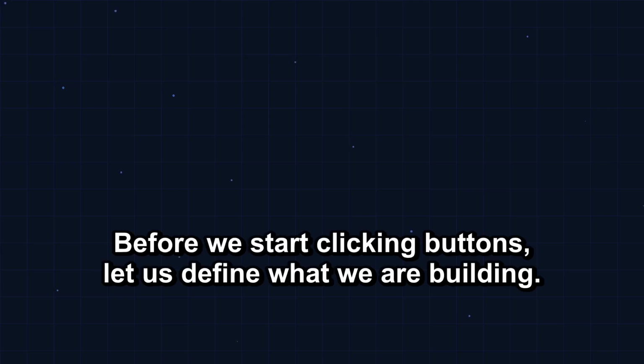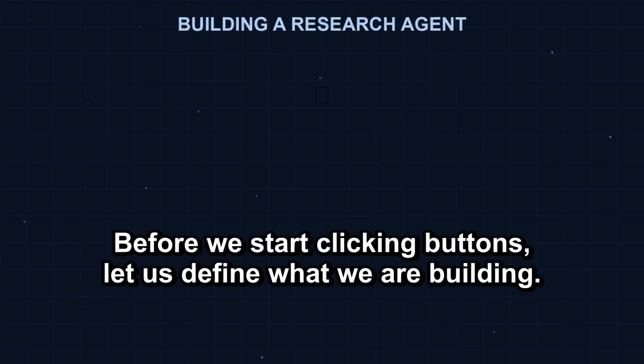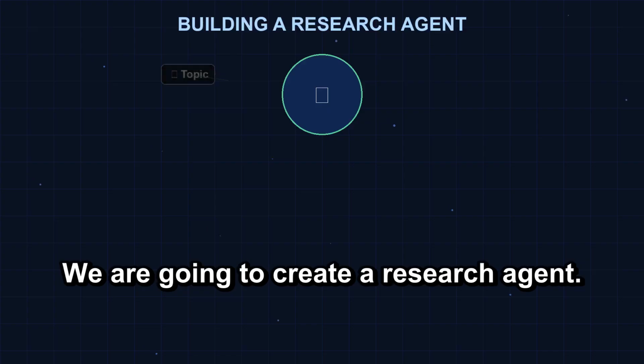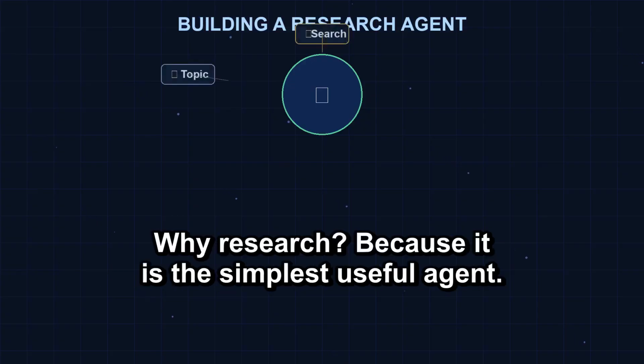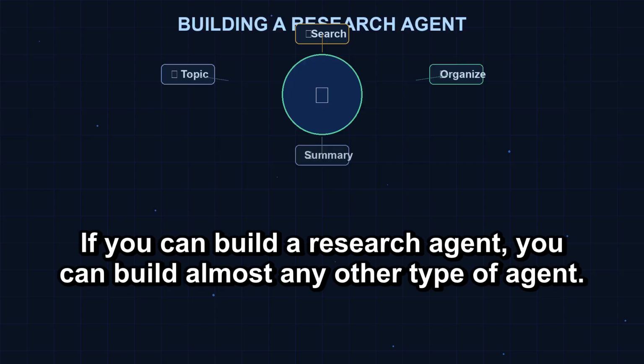Let us do it. Before we start clicking buttons, let us define what we are building. We are going to create a research agent. You give it a topic. It goes out, finds relevant information, organizes what it found, and delivers a clean summary. Why research? Because it is the simplest useful agent. It has a clear goal, it needs tools like web search, and it requires the agent to make decisions about what is relevant and what is not. If you can build a research agent, you can build almost any other type of agent. The pattern is the same.